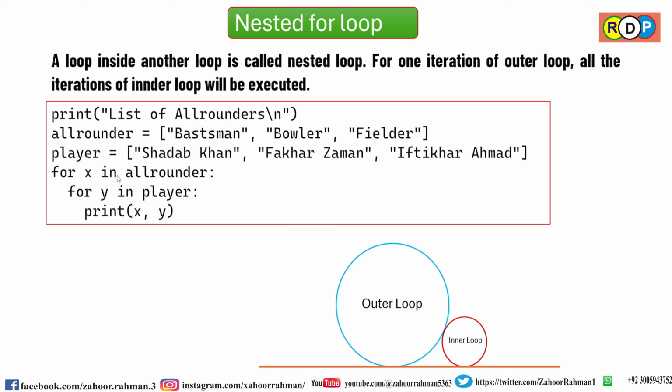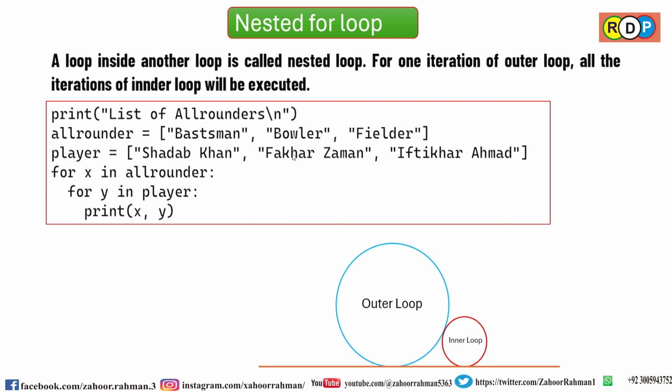So for X in all-rounder, what is the first value of X? It will be batsman. And for Y in player, what will be the first value of the player? That is Shadab Khan. So the value of X is batsman and the value of Y is Shadab Khan. So it will print batsman Shadab Khan.